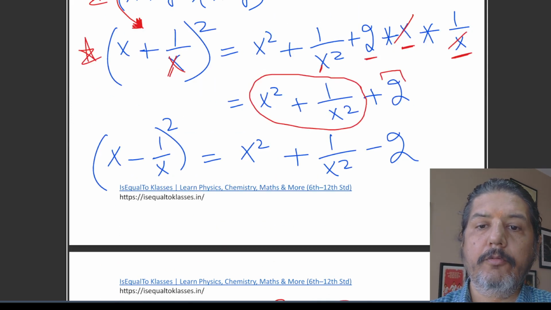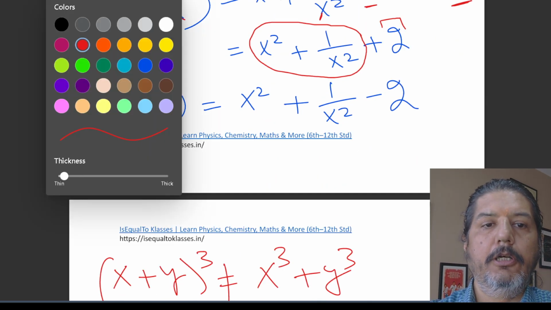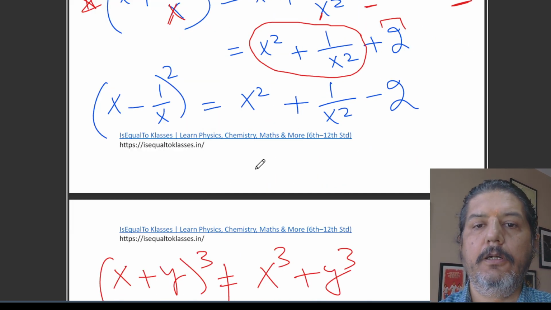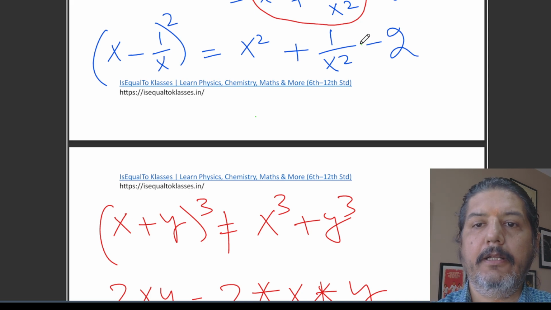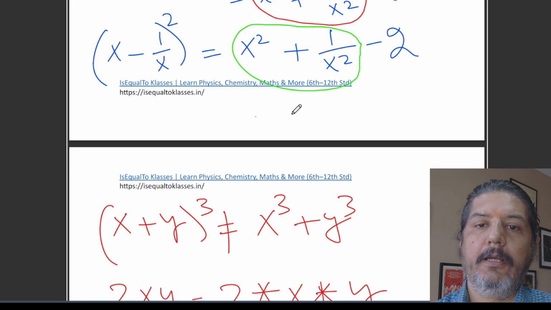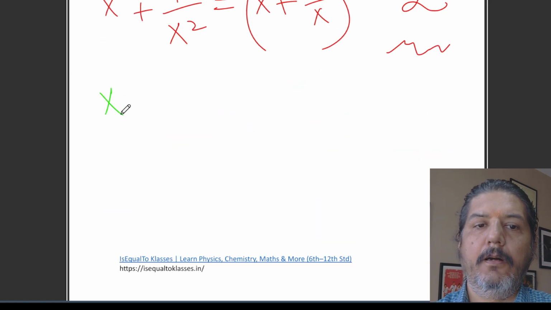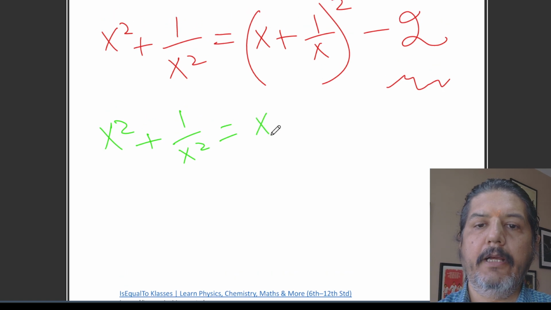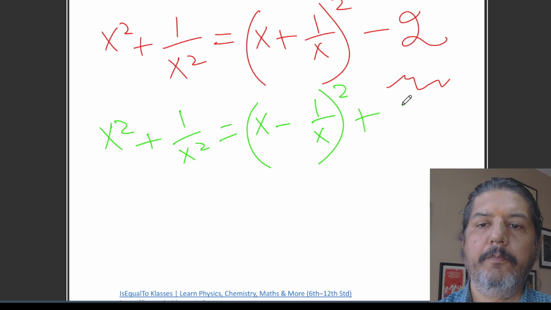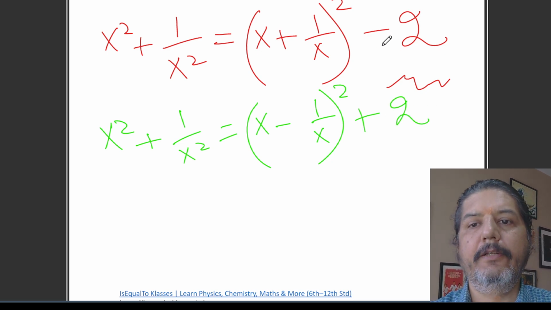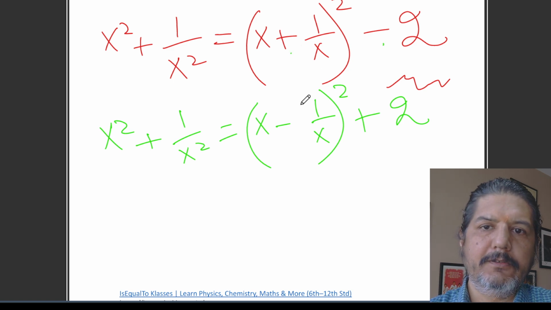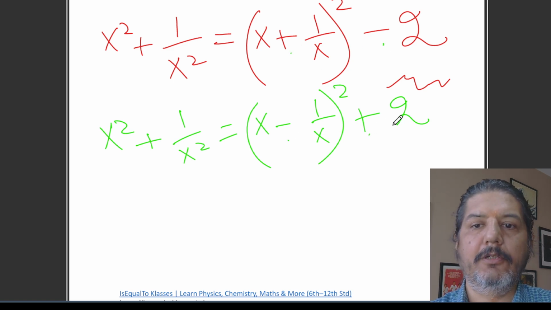Also, in a lot of questions, you'll have a question like this, where they would say x square plus 1 upon x square is equal to (x minus 1 upon x) whole square plus 2. So here there is a minus inside and plus outside, whereas in the earlier one there is a plus inside and minus outside.